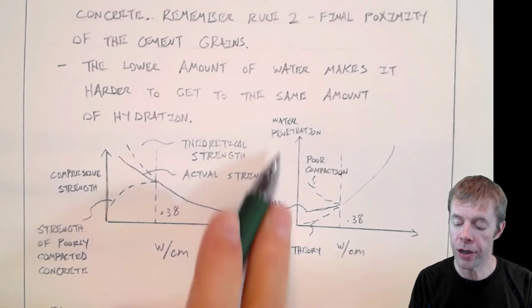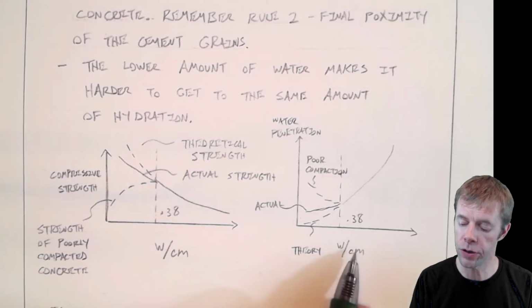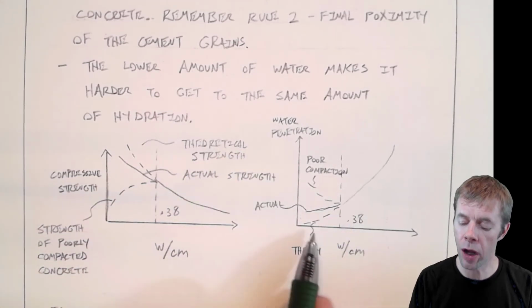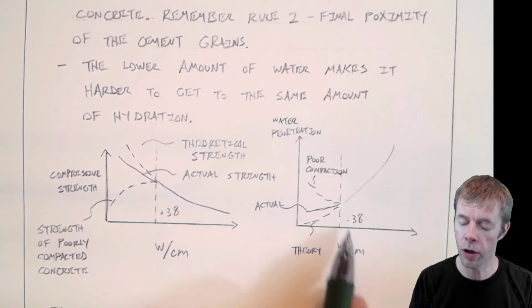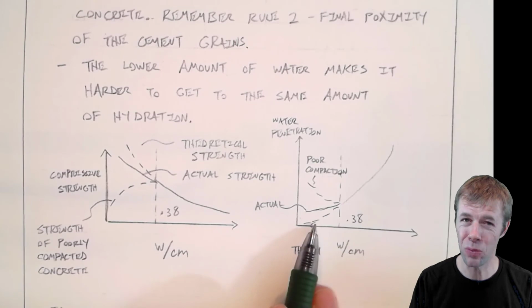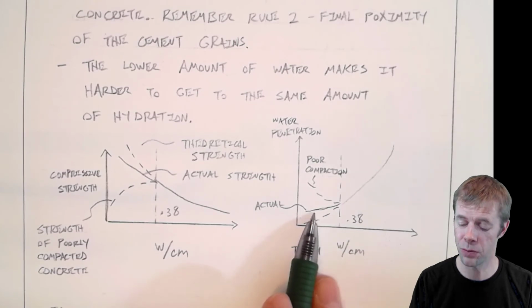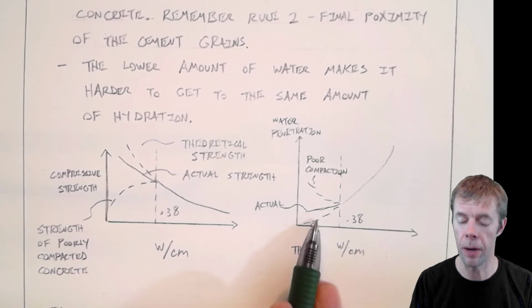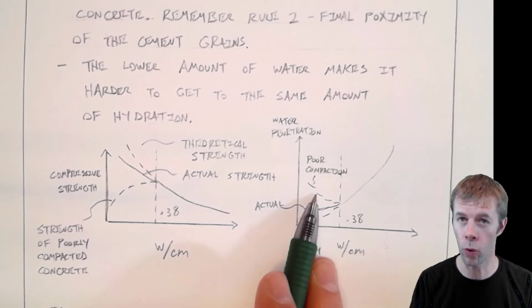And this is water penetration. And again, here's our water to cement ratio. Ideally, we'd want a very, very low number. We'd like to drop our water cement ratio way down. Theoretically, we should be able to get down to here, but we can't. We get stuck at this value that's above the theoretical. But it's better than if we would have poorly compacted our system.